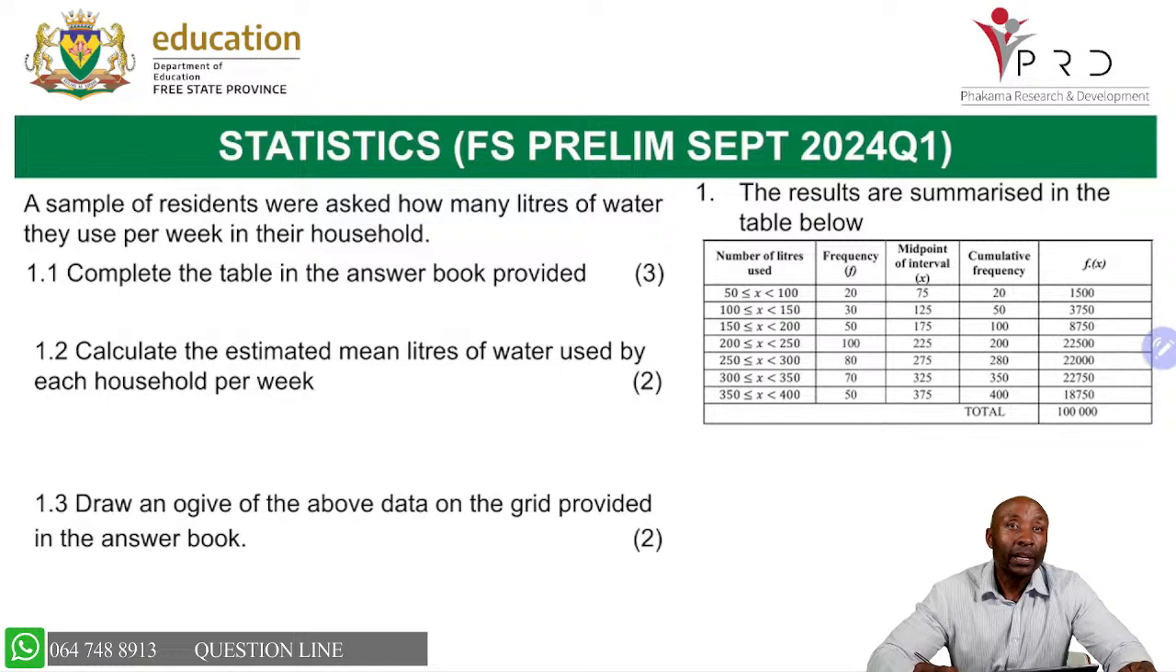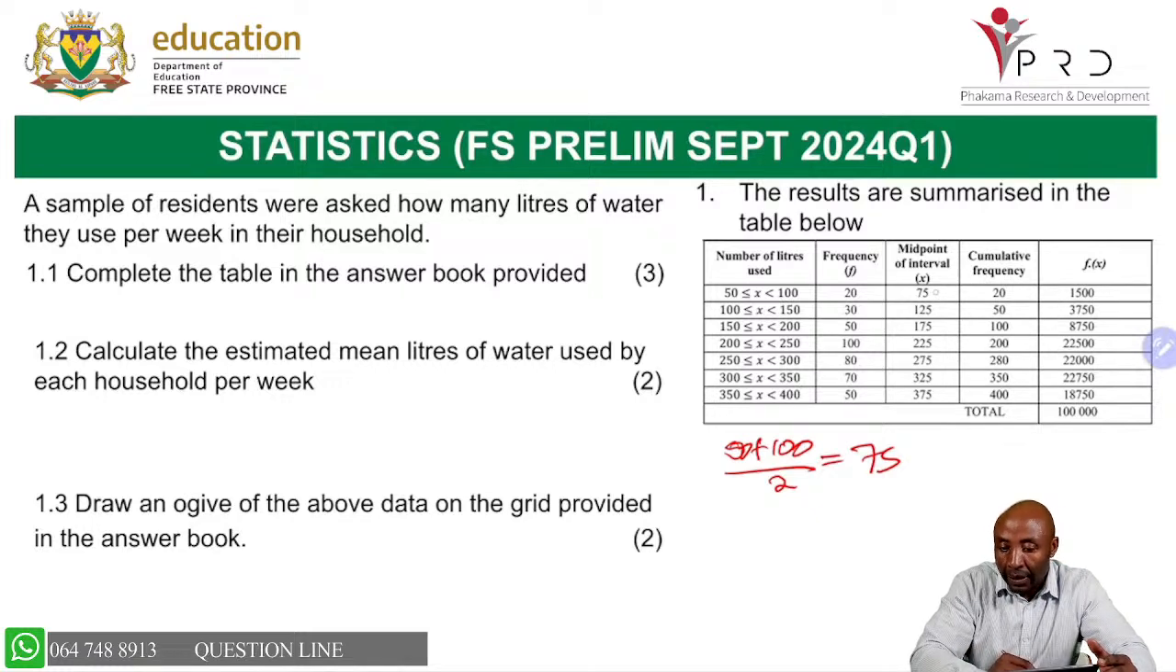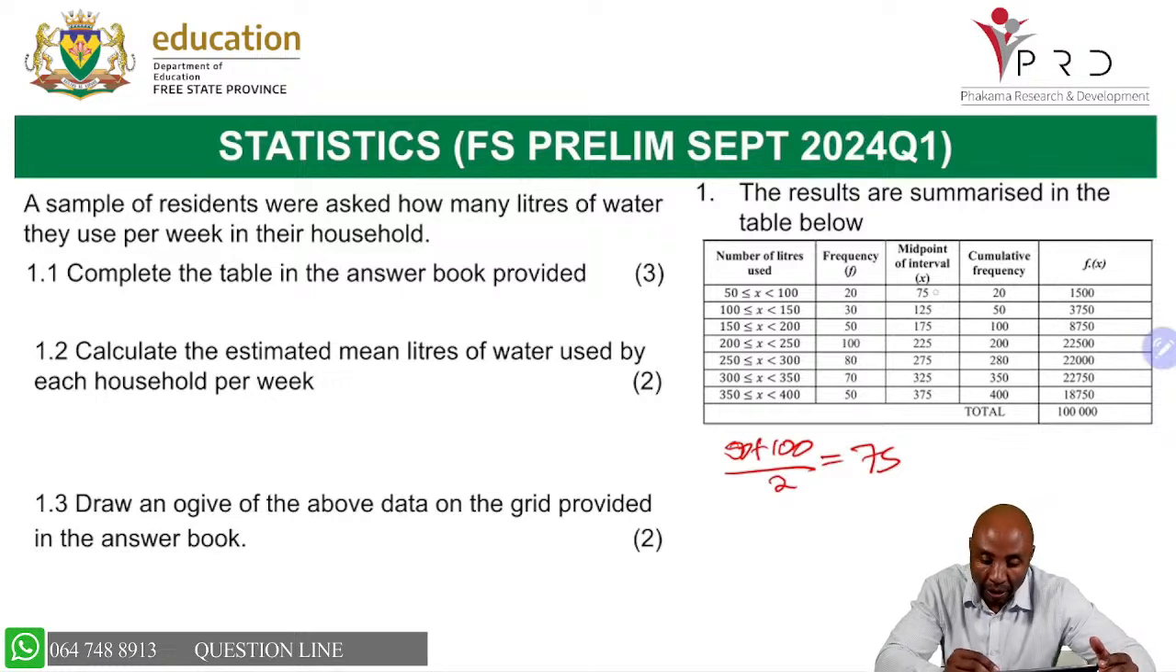Remember, we said for us to get an estimated mean, we find the midpoint of every interval. So how do we find the midpoint? It is the lower value of the interval plus the upper value, divided by 2. So this will be 50 plus 100 divided by 2, which will give us 75. So hence we'll have 75 as the interval midpoint.